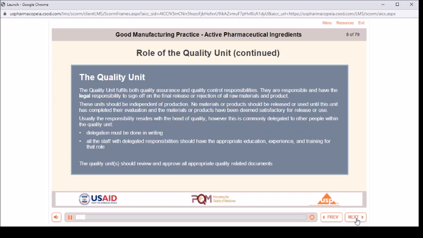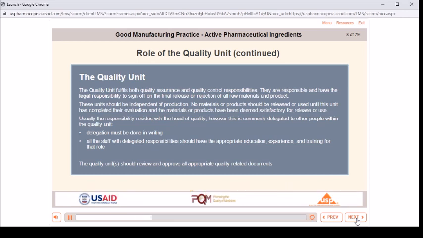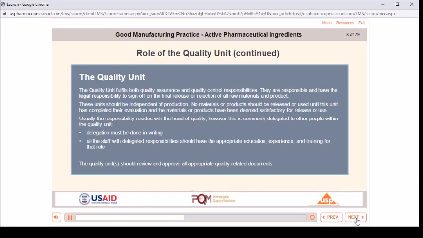Role of the quality unit, continued. The quality unit fulfills both quality assurance and quality control responsibilities. They have the legal responsibility to sign off on the final release or rejection of all raw materials and product. These units should be independent of production. No materials or products should be released or used until this unit has completed their evaluation and the materials or products have been deemed satisfactory for release or use.